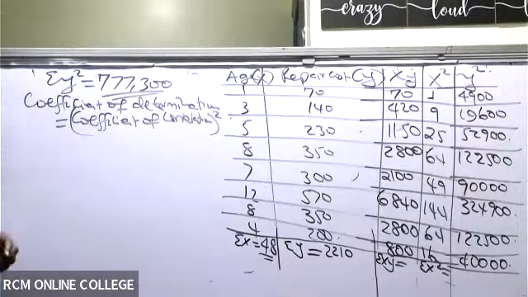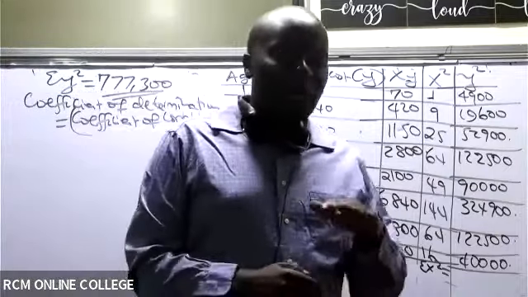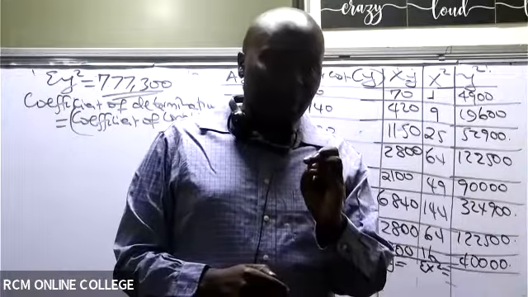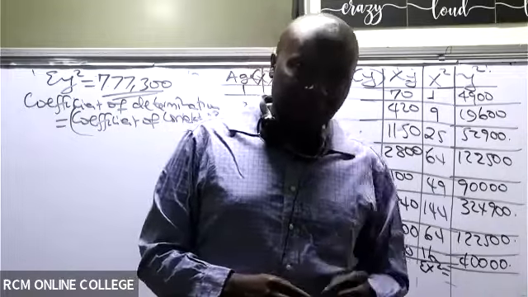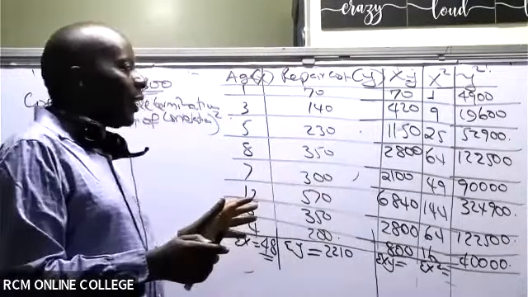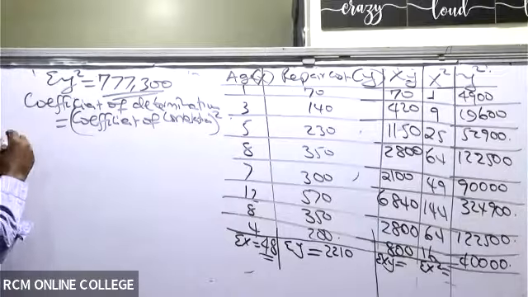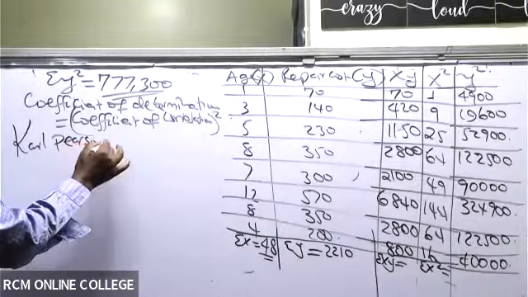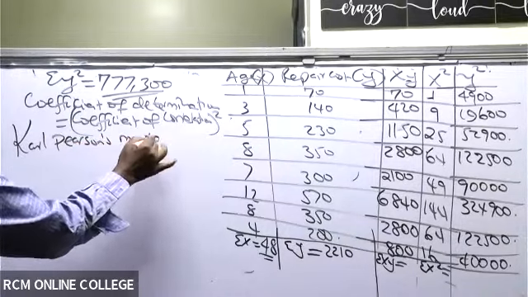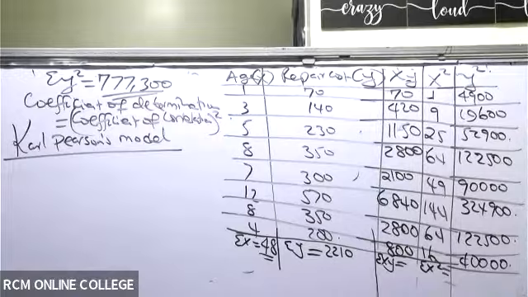Then remember, yesterday I told you that we have got two models of getting coefficient of correlation. We have what we call the ranks model, and then we have what we call the Karl-Pearson's model. For quantitative variables, like now these are quantitative variables, here we shall use the Karl-Pearson's model. So then how do I get the Karl-Pearson's model?